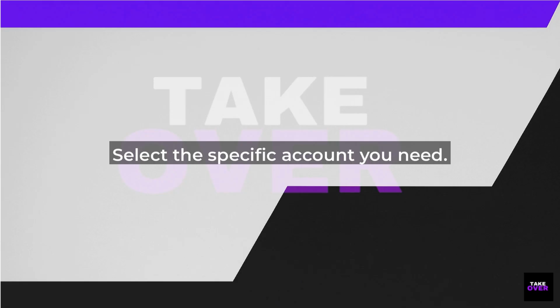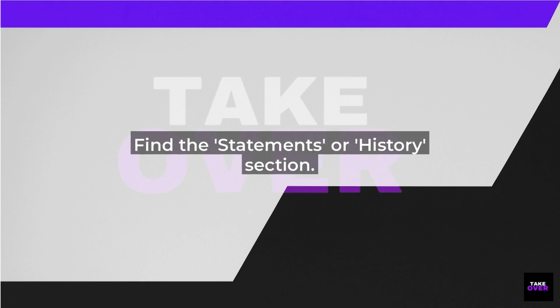Next, select the specific account you want statements for by tapping on it. For example, if it's your checking account, choose that one. Once inside, look for the Statements or Transaction History section. It's usually highlighted with a clear icon in the 2025 update.